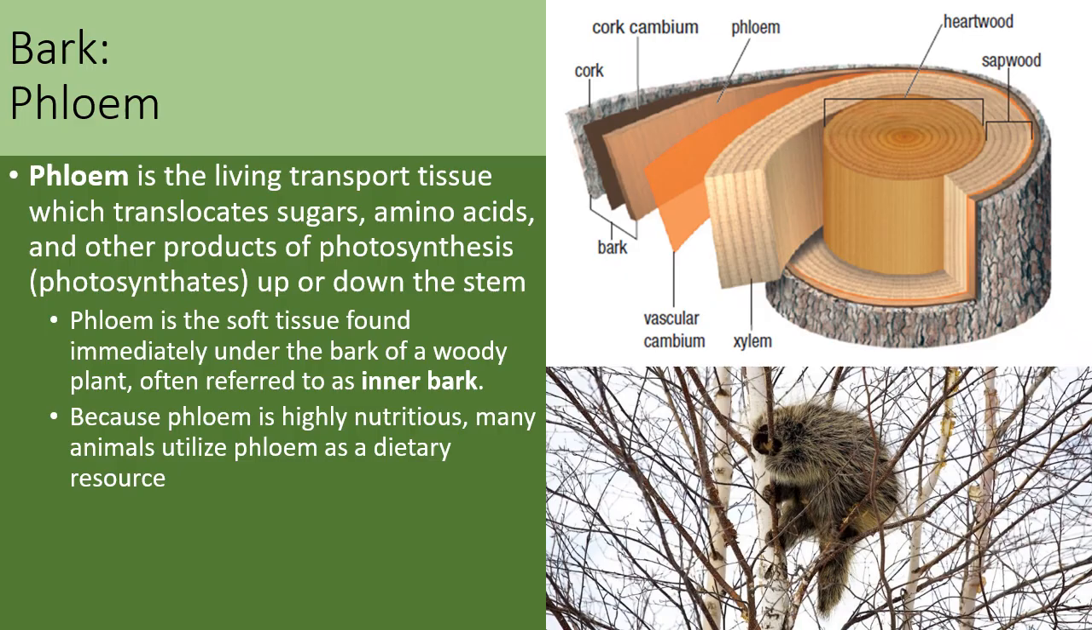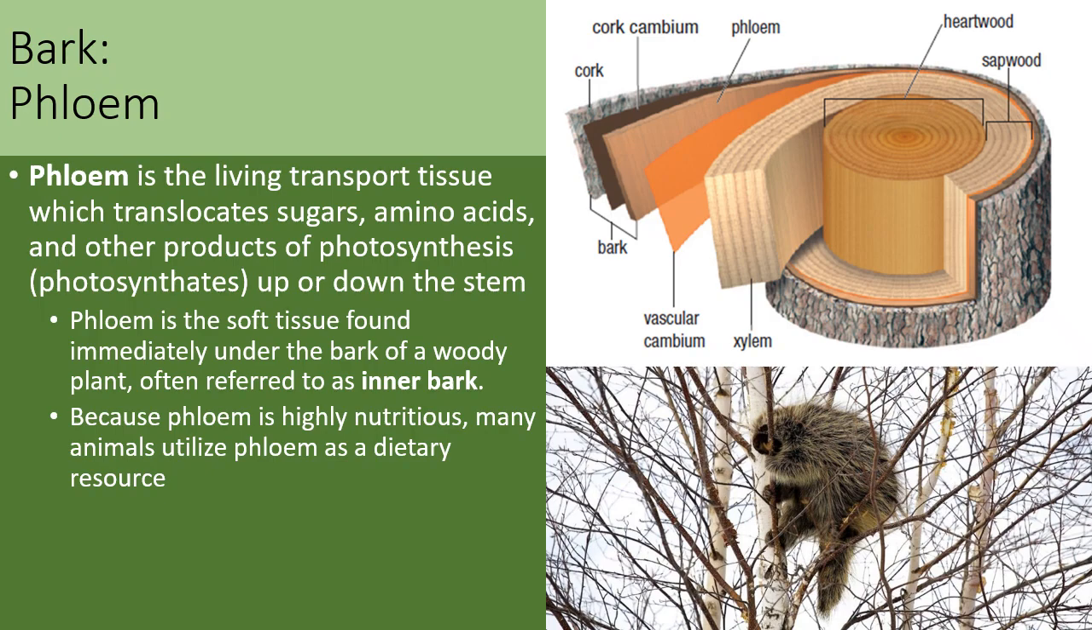And you might be wondering why I've included this image of a porcupine. Well, you can imagine that if you've got this soft, sugary tissue right underneath the outer bark, then any animal with the ability to get through the outer bark might be interested in that as a snack. So a lot of animals, deer in the winter, often eat phloem. They'll eat the bark of trees in order to survive the winter. Porcupines and beavers are bark specialists. They're phloem specialists. That is their primary food source.